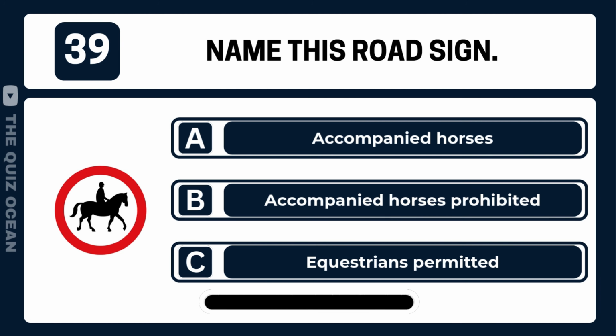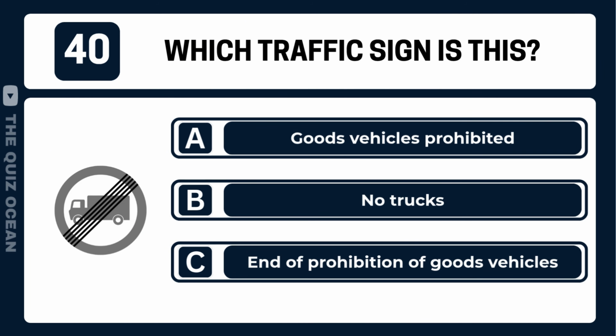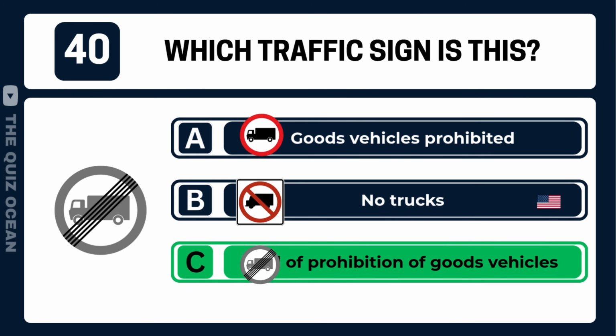Name this road sign. The answer is B, accompanied horses prohibited. Which traffic sign is this? The answer is C, end of prohibition of goods vehicles.